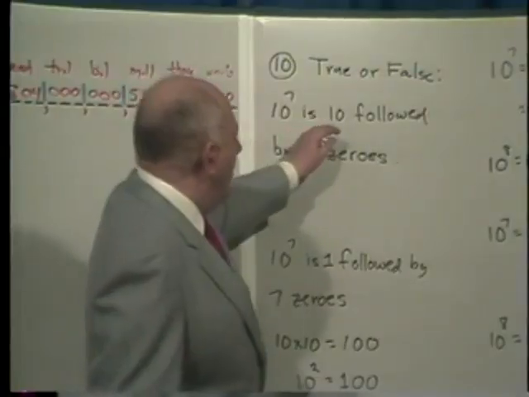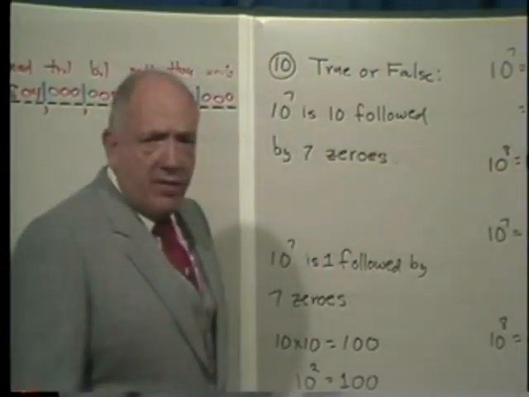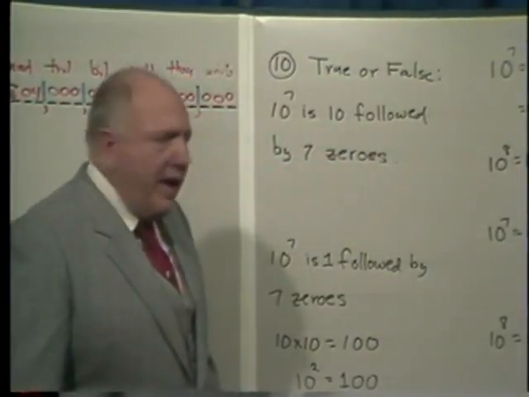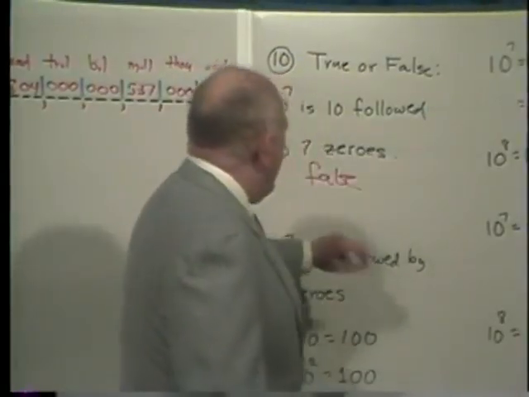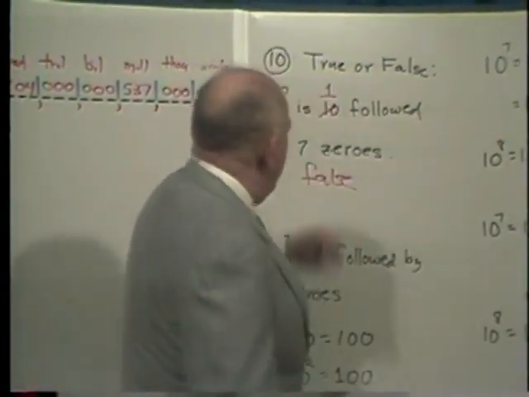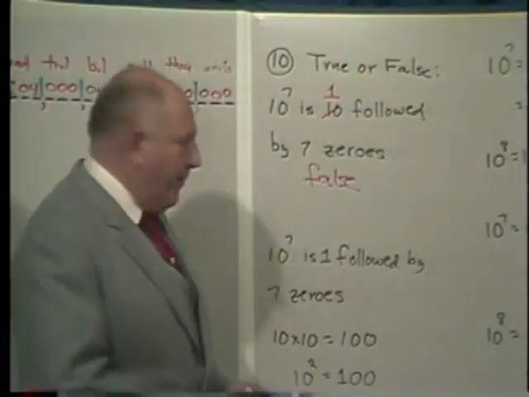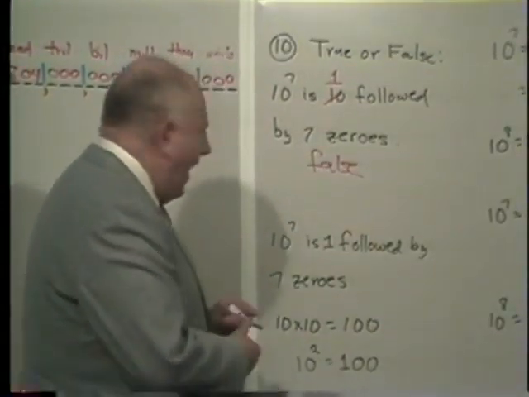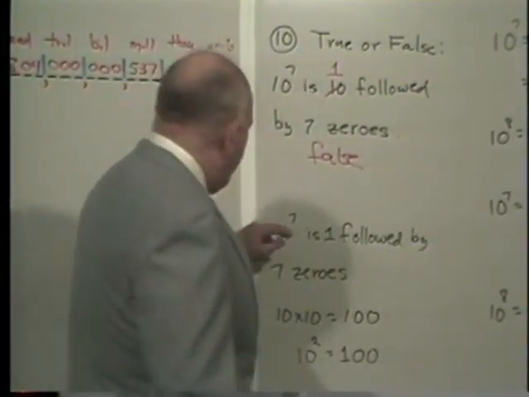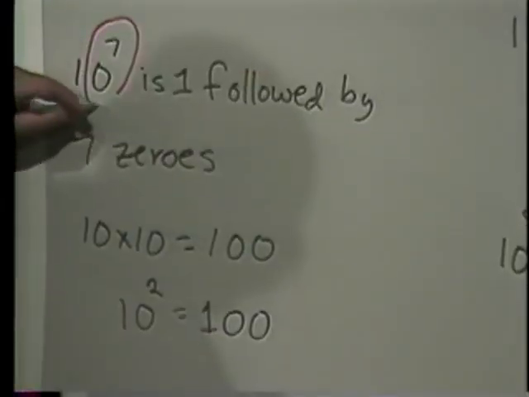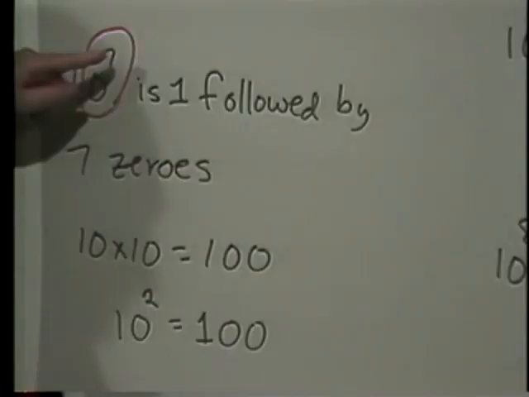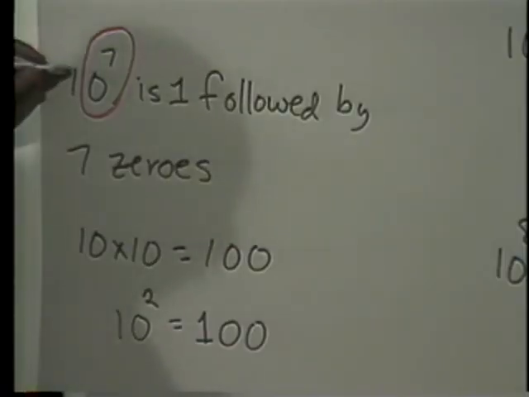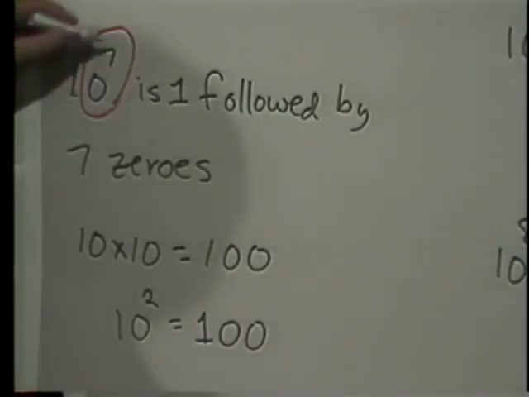10 to the 7th power is 10 followed by 7 zeros. Is that true or false? And the answer is, it's false. What it really is is a 1 followed by 7 zeros. And the mechanical way of remembering that is to read the number as if it was written this way. See, box off the 10 and the exponent. And now what you say is what? It's a 1. See, there's the 1 over here. It's a 1 followed by how many zeros?